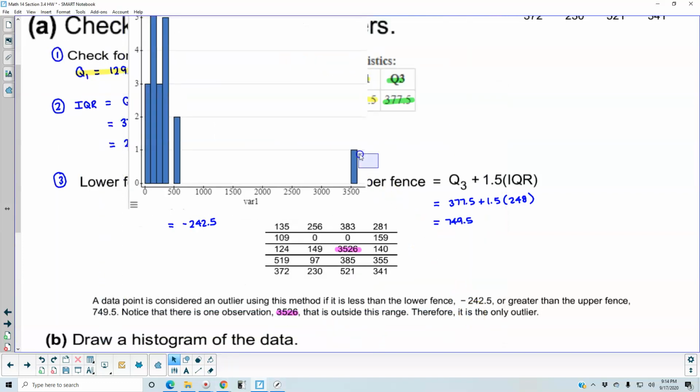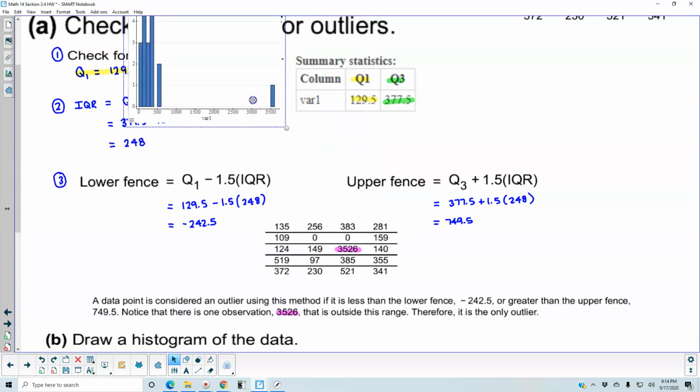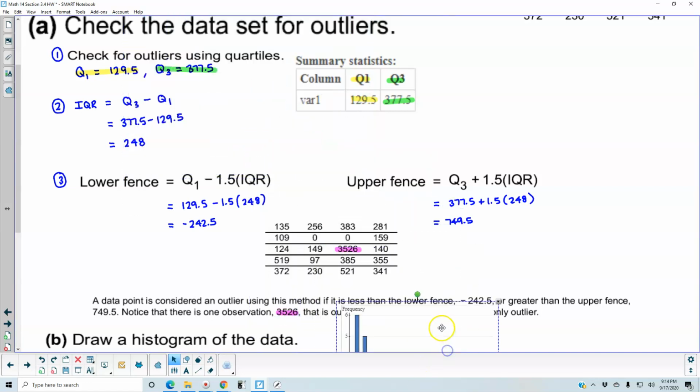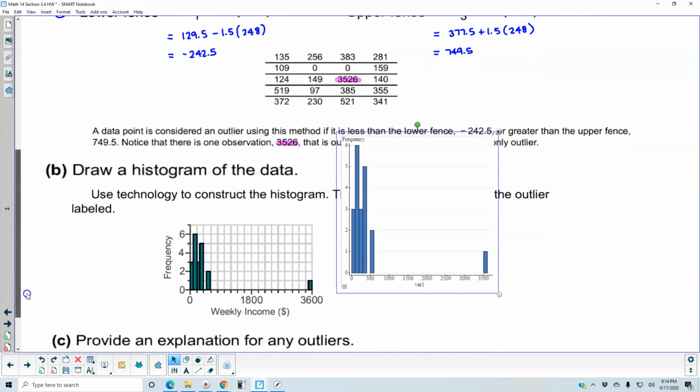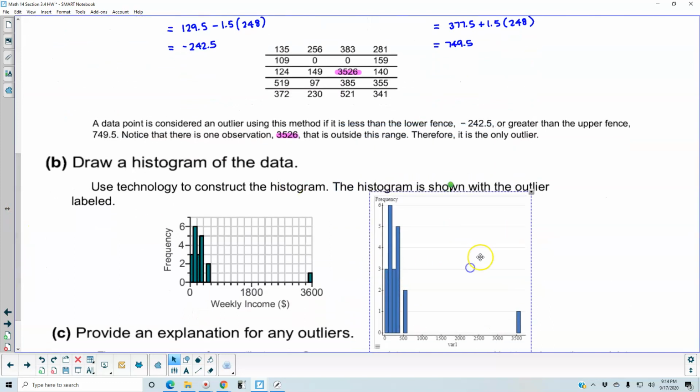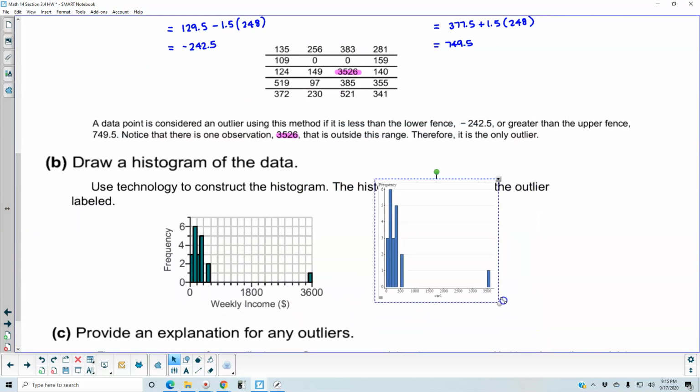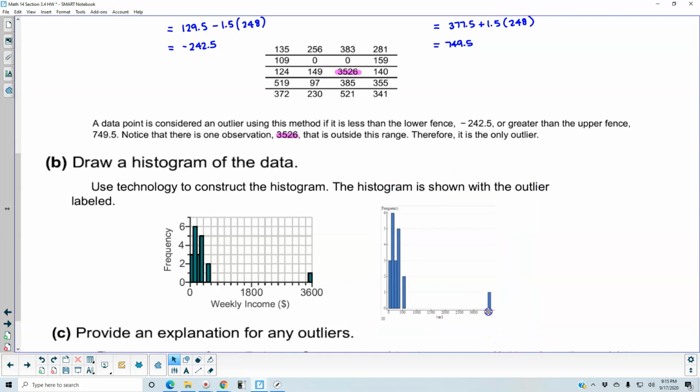Okay, so when we look at this graph, what you notice about it is what? Well, you can see that we have all this data here on the left-hand side, right? And then on the right side, we have that outlier. So it's showing the outlier that's being labeled, 3,526. So it's important to be able to see that.